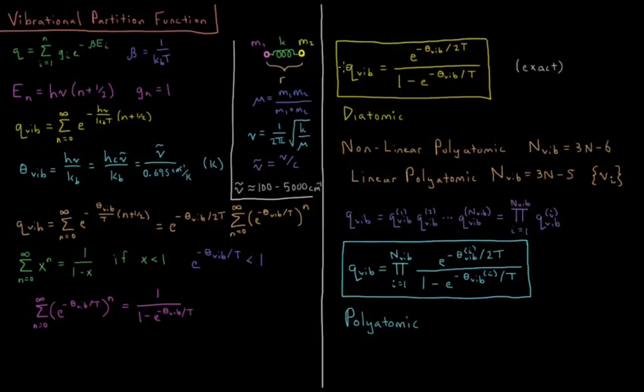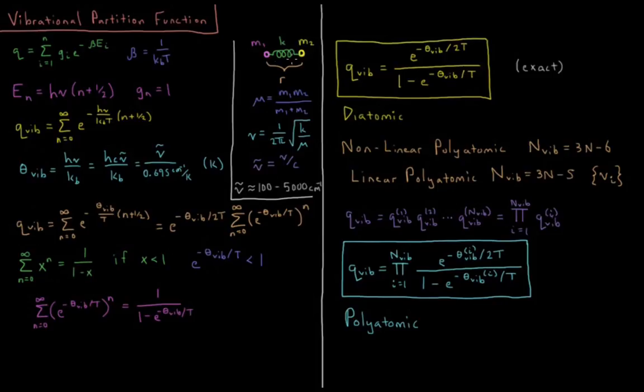and what we have is that our vibrational partition function for a diatomic molecule is equal to e to the minus vibrational temperature over 2 times temperature, over 1 minus e to the minus vibrational temperature divided by T.